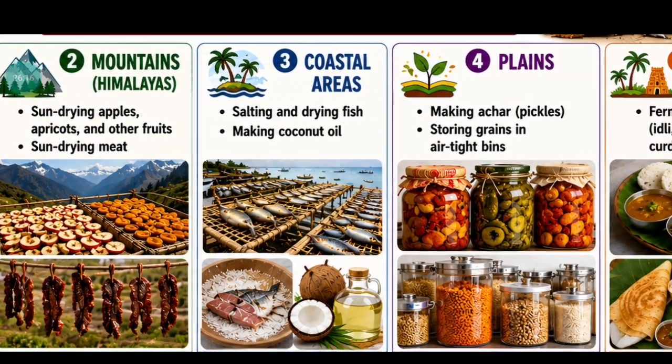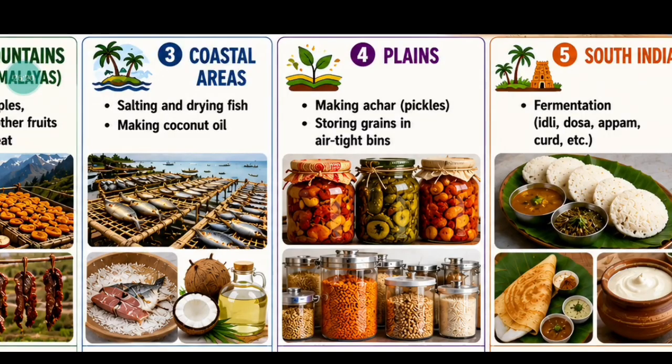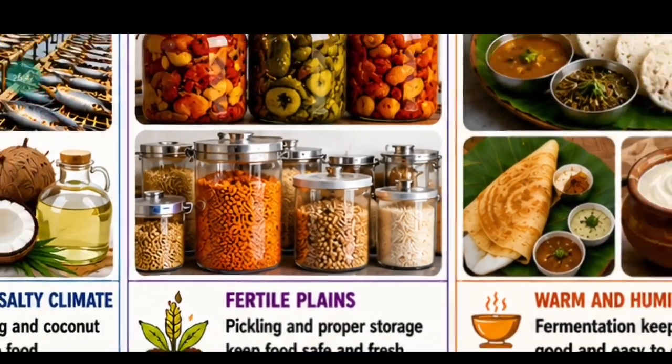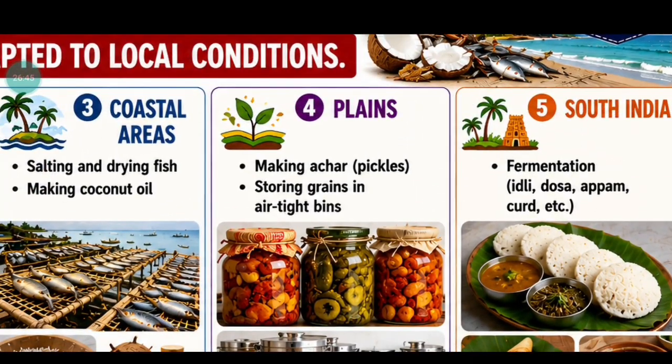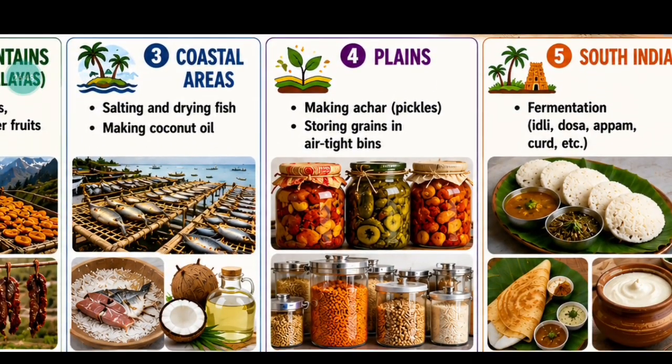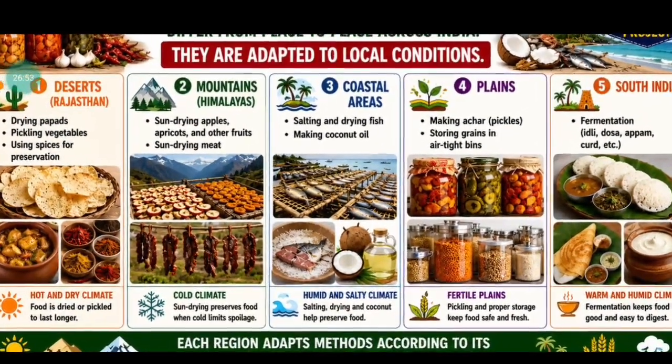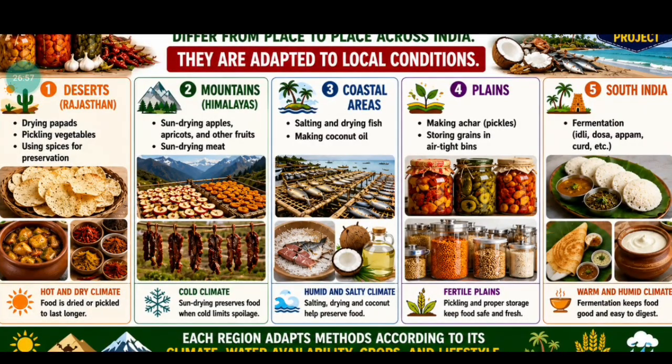Now come to third, coastal areas. So there is salting and drying fish, making coconut oil. Fine. Number 4 is plains. So making achar, making pickle. In English it is called pickle, right? Achar in Hindi. So making pickle, and storing grains in airtight bins. And in South India there is fermentation: idli, dosa, appam, curd, such kinds of things.